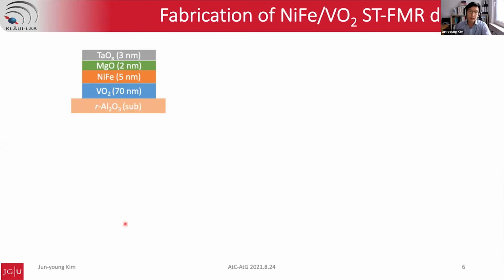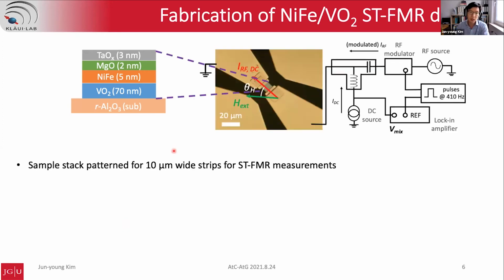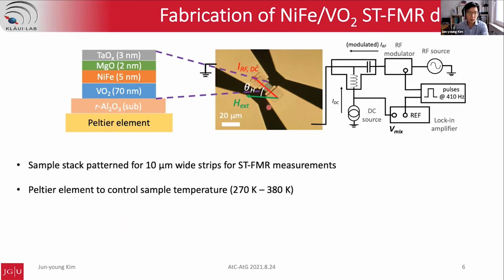Okay, and then to fabricate these films into the structure for the ST-FMR measurements, we patterned this film into 10 micrometer wide strips using E-beam lithography and argon ion milling. And then we use the Peltier element that's placed underneath the sample holder to control the sample temperature between either -10 degrees to somewhere around, I think, 80 or 90 degrees Celsius.